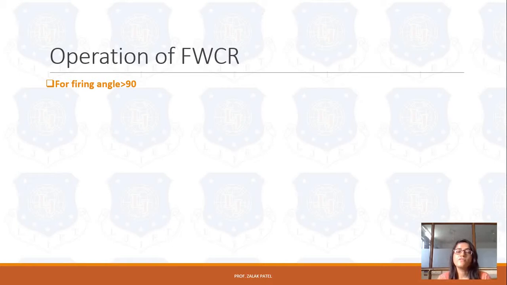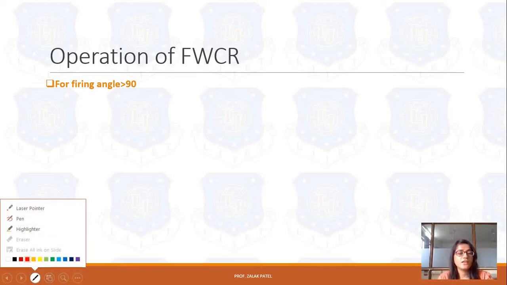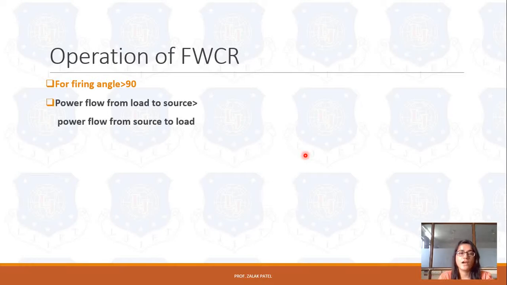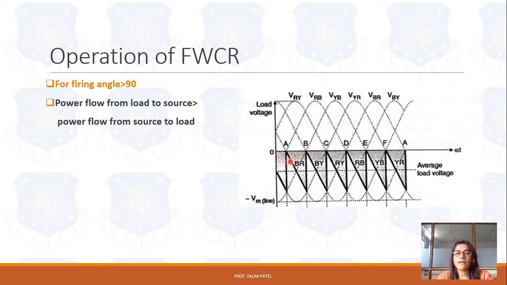So for that particular case we can say that rectification will occur, and power delivered from source to load is more compared to power delivered from load to source, while in the second case, when firing angle is equal to 90 degree, the power from source to load is equal to load to source. Now let's discuss the third case, that is when firing angle is greater than 90 degree. In that case, the diagram is like this.